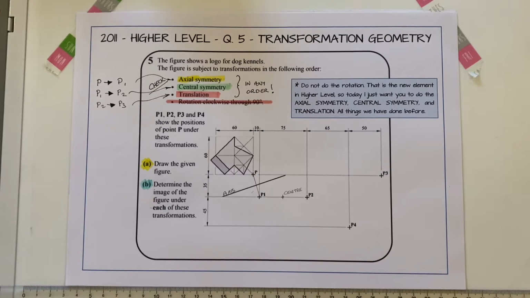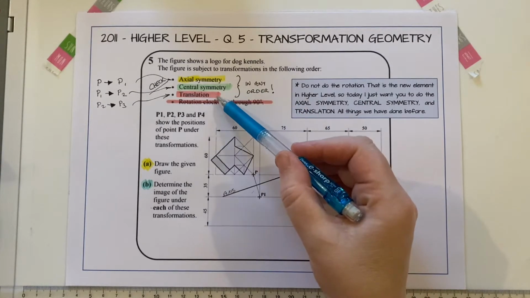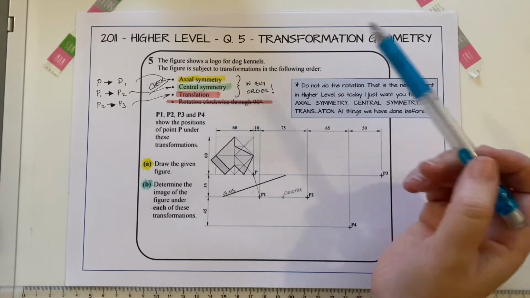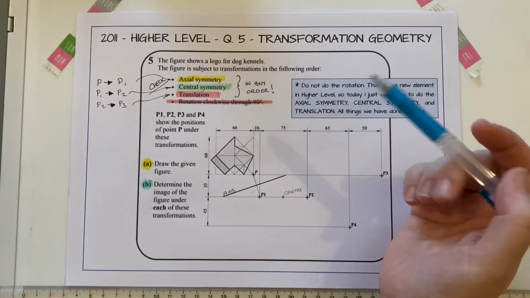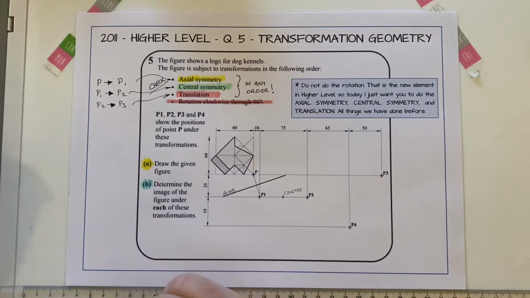Hi guys, the last time I left you we had done this question, 2011 higher level question 5, and we had gone as far as the translation. So we had done the axial symmetry, the central symmetry and the translation, and I was to move on to the rotation in this lesson.